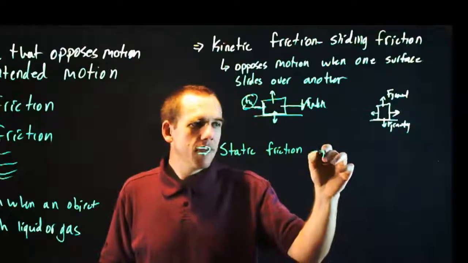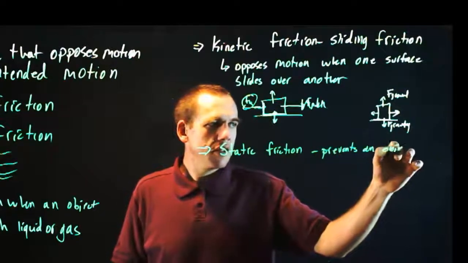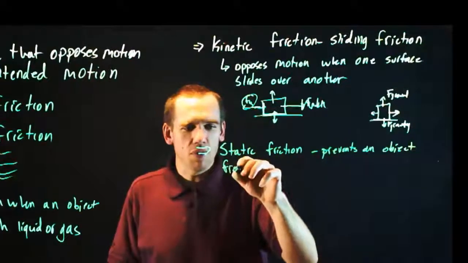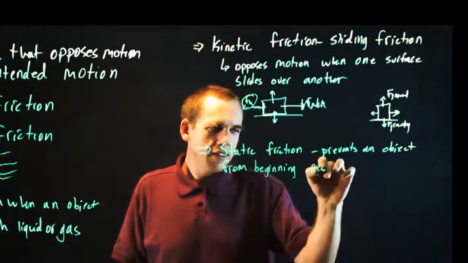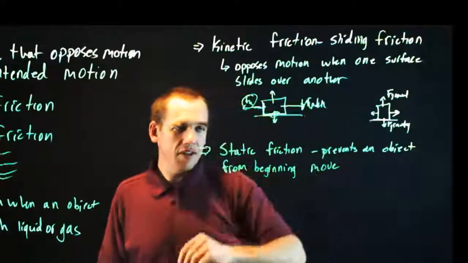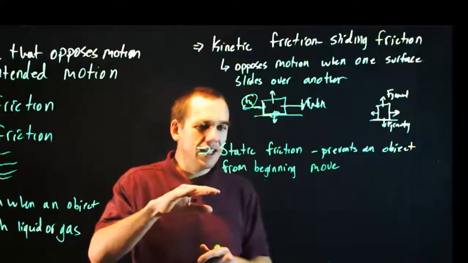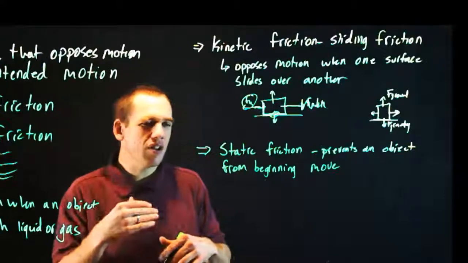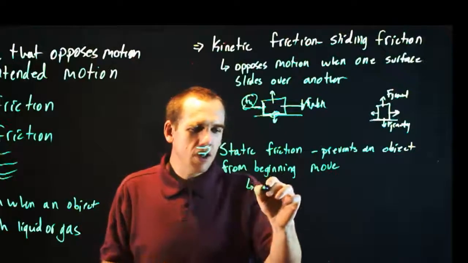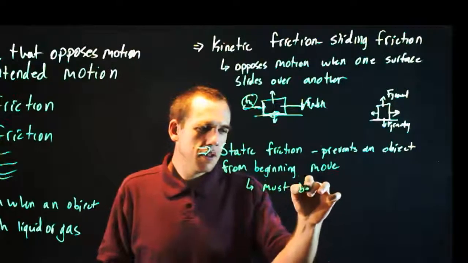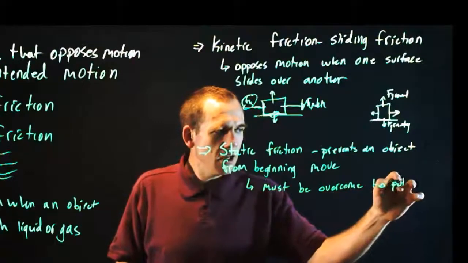So this prevents an object from beginning to move. Okay? And it also arises because of the force between the object and the surface that it's resting on. So this prevents an object from beginning to move. It acts between two surfaces that are not sliding relative to each other. And so it must be overcome to put an object in motion.